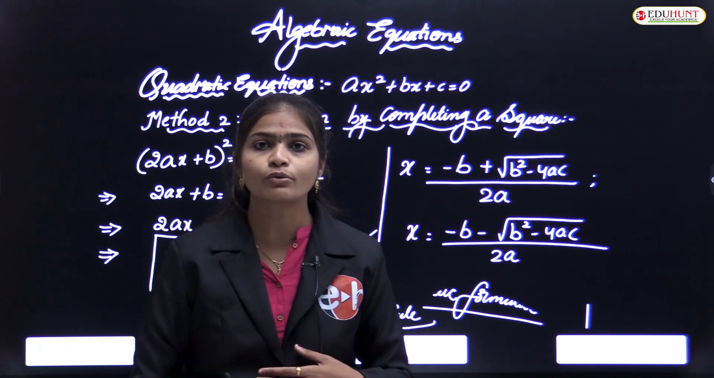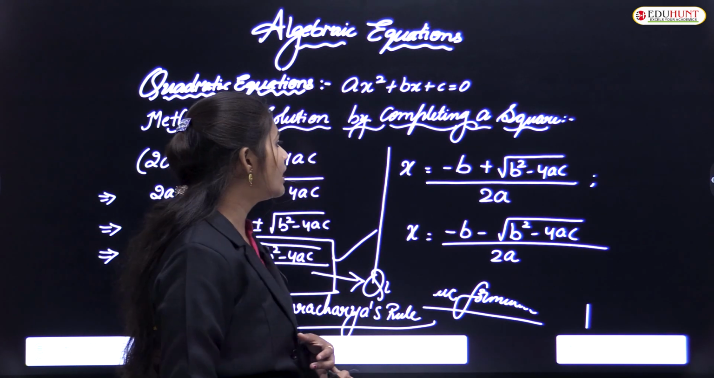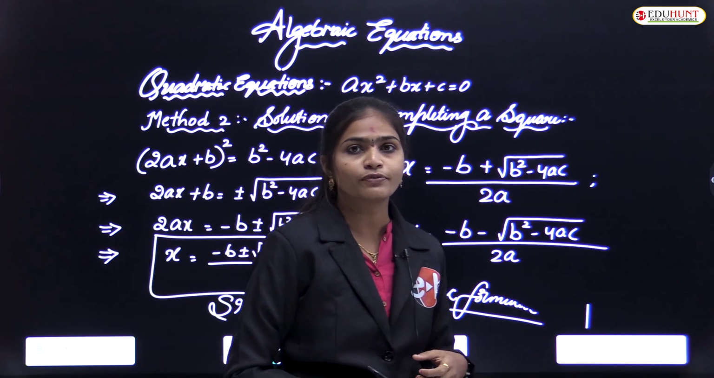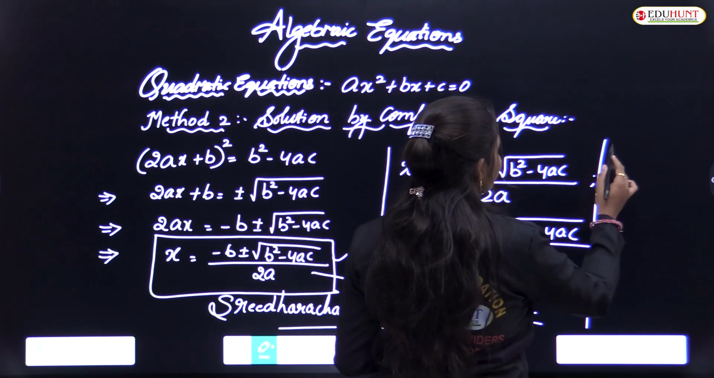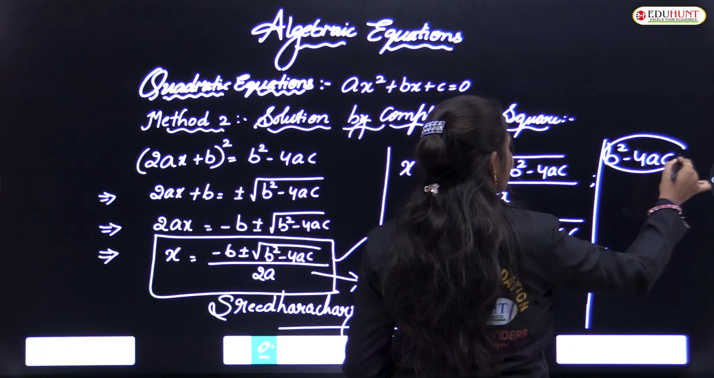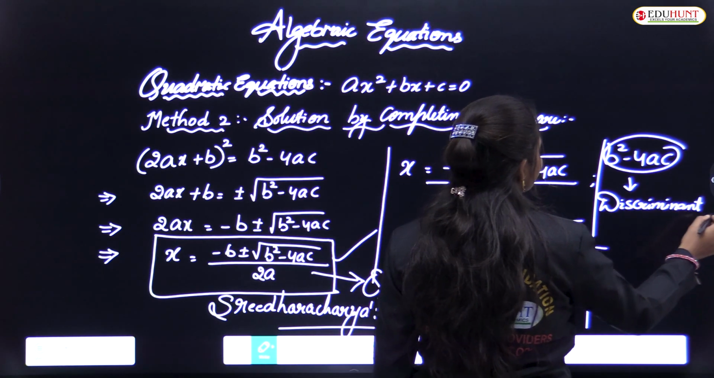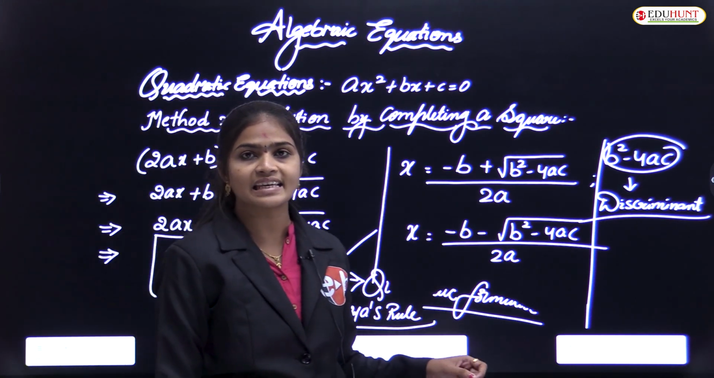So we will call that quadratic formula Sridhara Acharya's rule. Here we can observe the square root of b square minus 4ac. One of the terms here is b square minus 4ac. We will call this discriminant. B square minus 4ac is called discriminant.